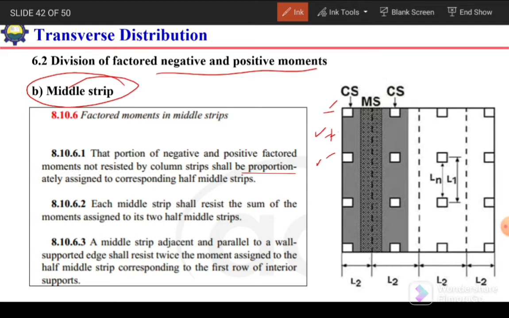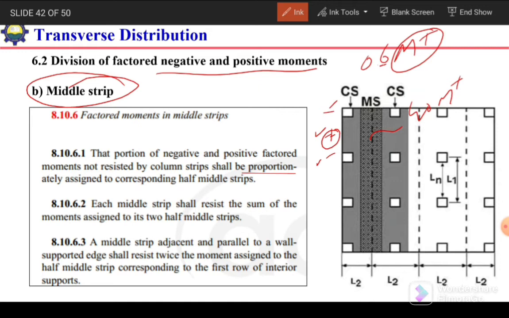For example, as we have seen in the previous slide, the positive moment will be resisted by the column strip equal to 0.6 times M positive, meaning 60% of M positive will be resisted by the column strip. Then the remaining 40% will be resisted by the middle strip, half middle strip or middle strip.